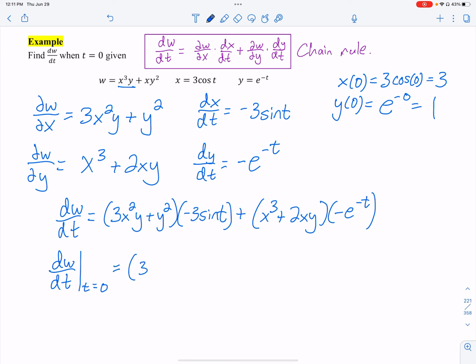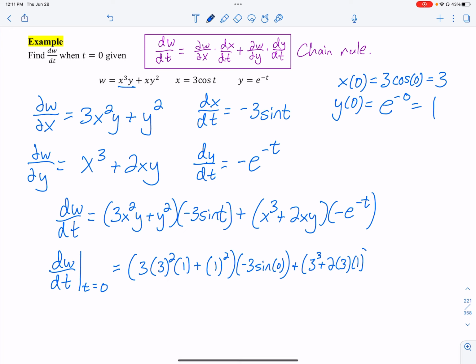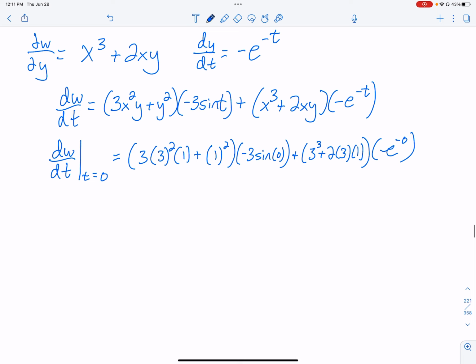So I got 3 times 3 squared times 1 plus 1 squared, times negative 3 sine 0, plus 3 to the third plus 2 times 3 times 1, and then negative e to the negative 0. All right, so we have this thing is equal to, okay, let's do this one. 3 squared is 9 times 3 is 27 plus 1 is 28 times sine of, oh, that's all 0 anyway. Sine of 0 is 0. So that whole first term goes to 0.